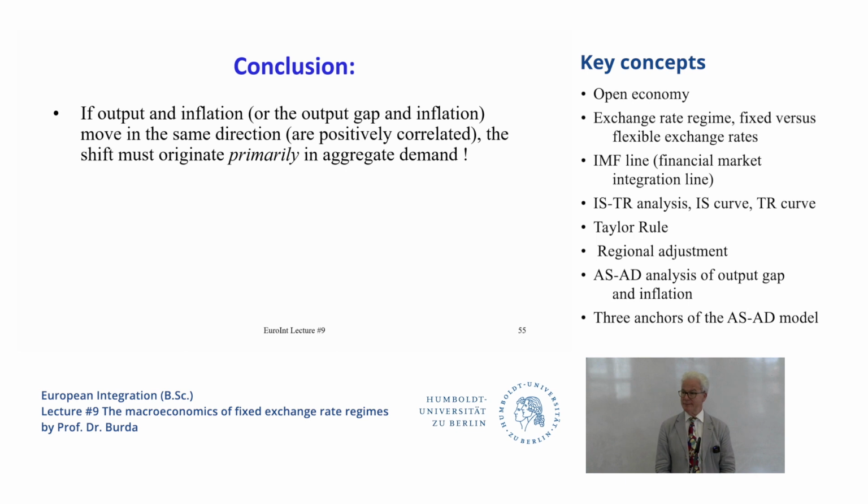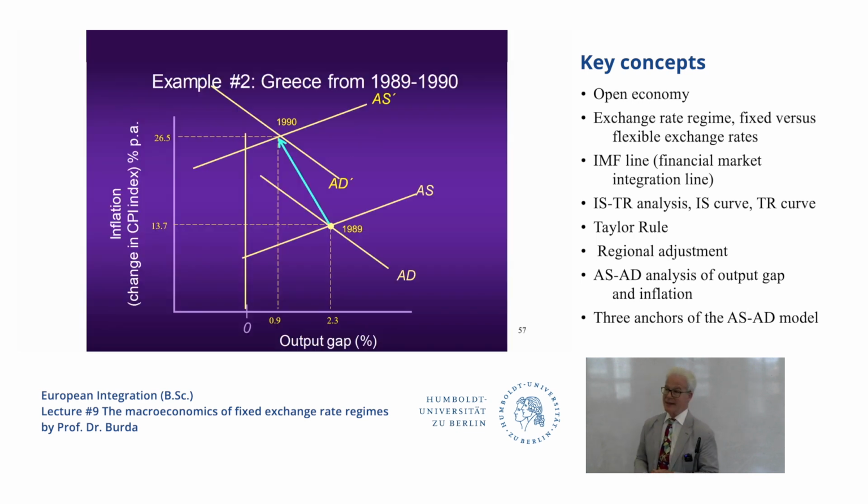Pretty useful, right? Okay, well, how does it work if it's a supply shift? And this would help us understand the oil and gas problem we've had in Europe in the past couple of years. So here's Greece in 1990. 1989 to 1990, we observe a decline in the output gap, something like a recession, or the onset of a recession. Greece was really overheated in 1988-89, according to the OECD. Inflation rises from 13.7% to 26.5%.